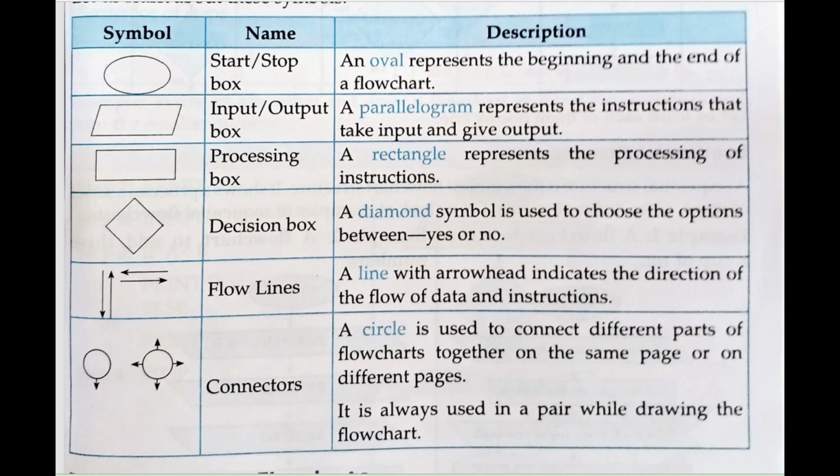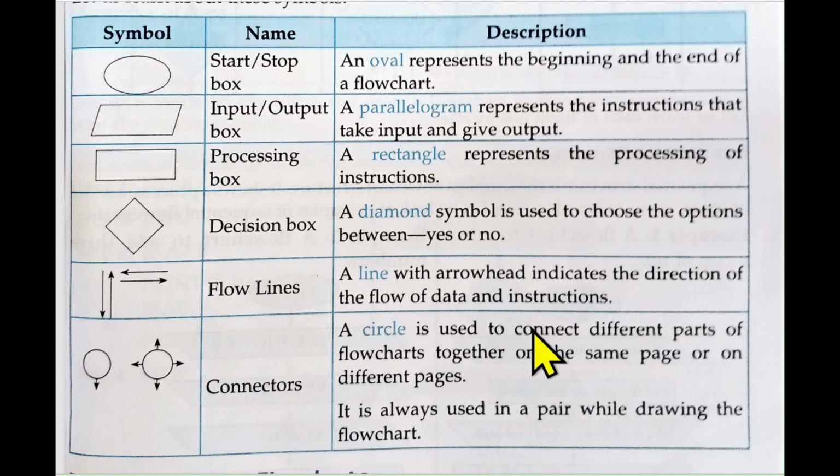Next is this diamond shape. It is the decision box and it is used to choose between yes or no. When there is a condition, we will use this diamond box. These are flow lines, and the arrowheads indicate the direction of flow of data and instructions in the flowchart.